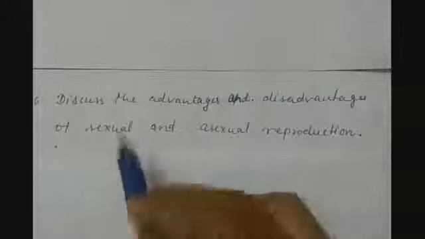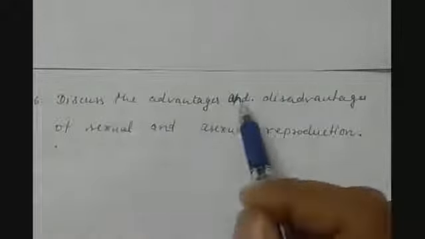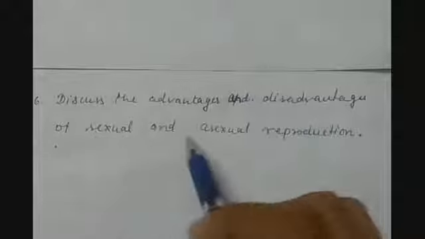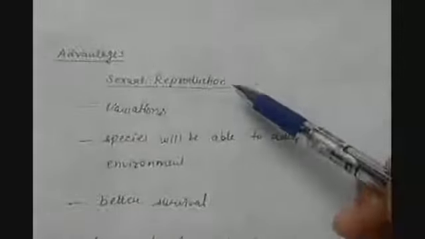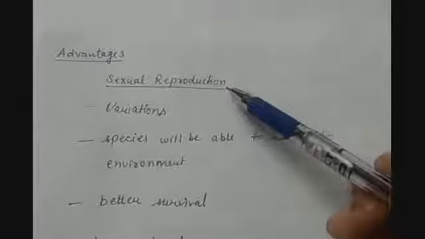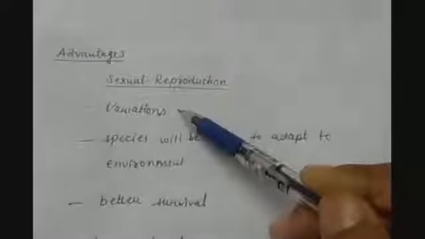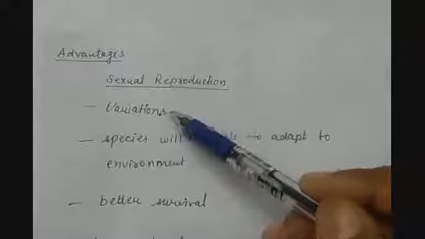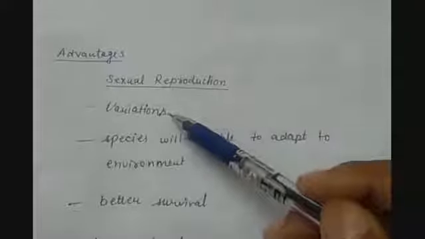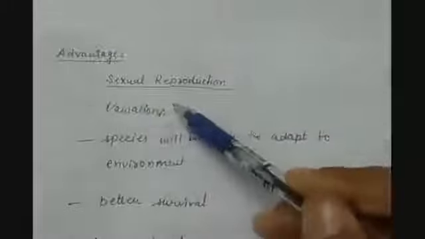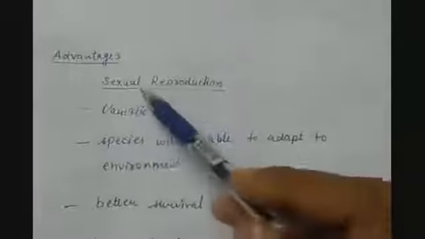Question number 6 is, discuss the advantages and disadvantages of sexual and asexual reproduction. So first, let us discuss the advantages of sexual reproduction. In sexual reproduction, the first and most important advantage is the variations that come because of sexual reproduction.